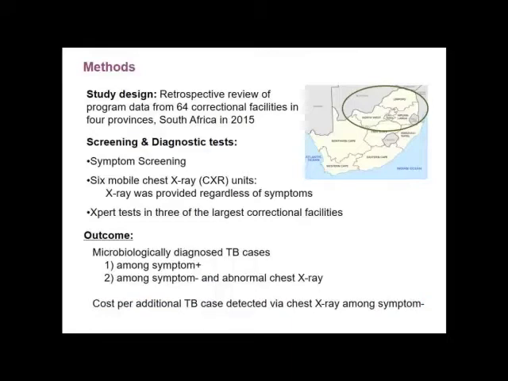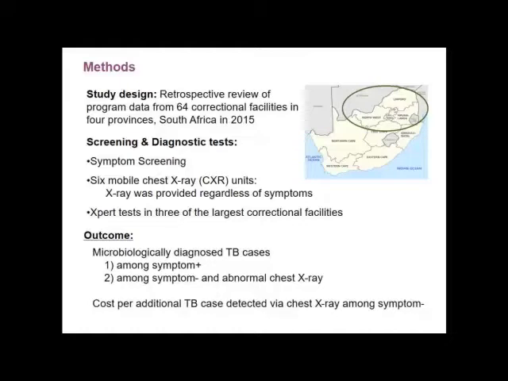We retrospectively reviewed the program data from 64 facilities in 4 northern provinces in South Africa from January to December 2015. Under the program, inmates were initially screened for symptoms as before. Then the program had 6 mobile chest X-ray units available, and each inmate was supposed to be provided a chest X-ray. Each X-ray unit was also attended by radiology technologists who were able to read the chest X-ray and provide immediate diagnosis of abnormal chest X-ray results.